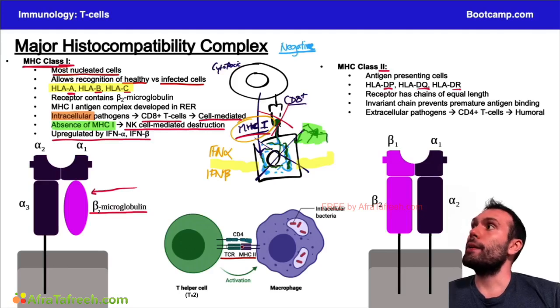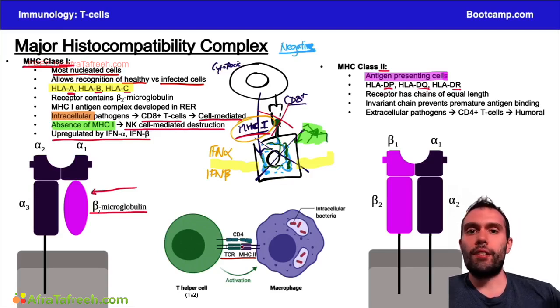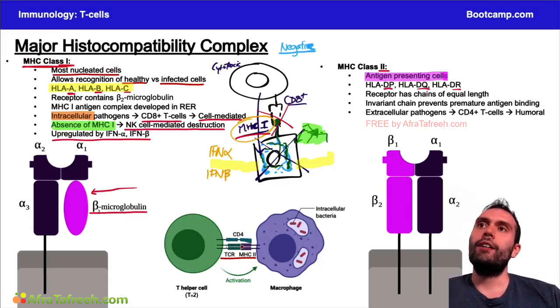Now, when we're talking about MHC class 2, we're not talking about just your everyday nucleated cell. We're talking specifically about antigen-presenting cells. Remember, we said this is going to be macrophages, dendritic cells, B cells, right? These are all very classic for presenting antigens to either B cells or T cells. And again, the HLAs are going to be two-letter HLAs, specifically for MHC class 2.